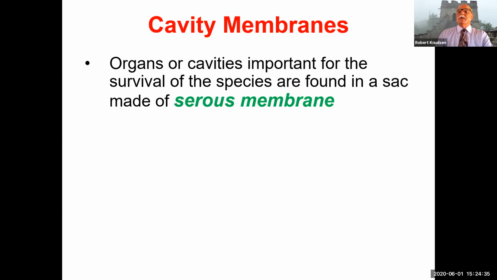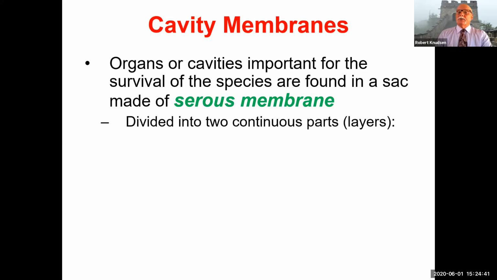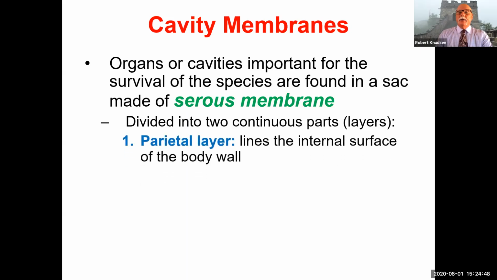The serous membrane is specifically called the pericardial sac. You see, pericardial membrane. Okay, and it also has two layers. The outside layer is called the parietal. Now this is deceiving. Look what this says: lines the internal surface of the body wall. Sounds like it's the inside layer. It's not. It's the outside layer. It's what touches that outside body wall. Okay, the parietal is the outside layer.